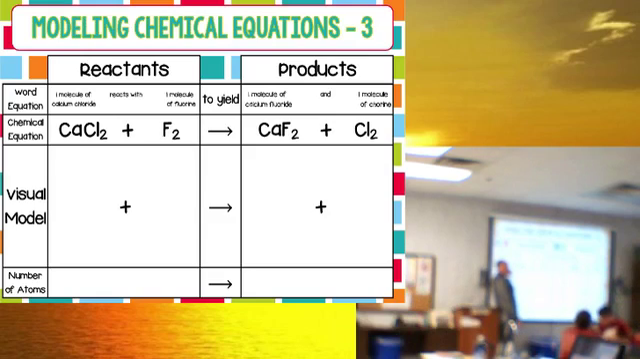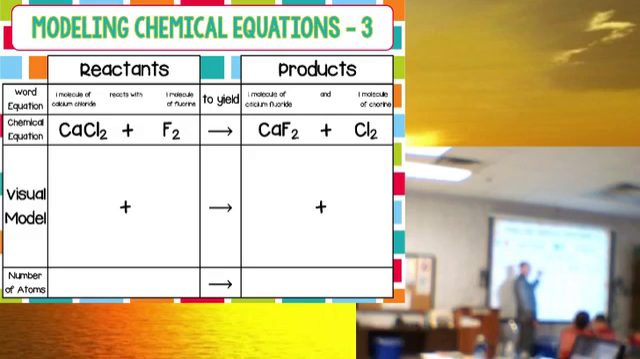Is there a coefficient here? No. So everything here is going to be bonded together, so all your boxes are going to be touching. We have 1 calcium and how many chlorine? 2. For a total of 3. So you need 3 boxes touching. One of them is calcium. What color was calcium? Orange or red. And this chlorine, I think, was green. Light green. So you should have had 1 red and 2 green.